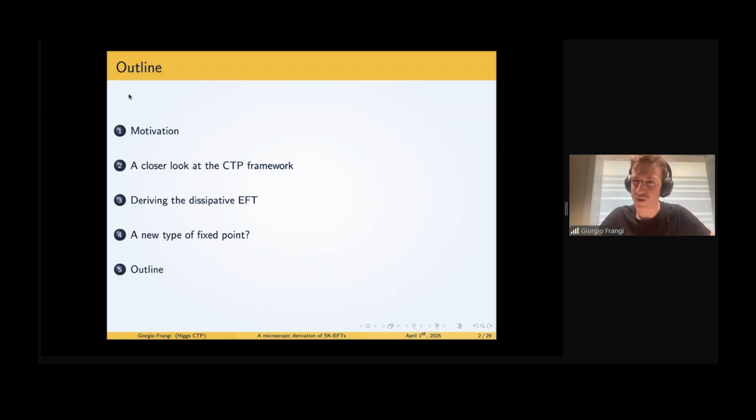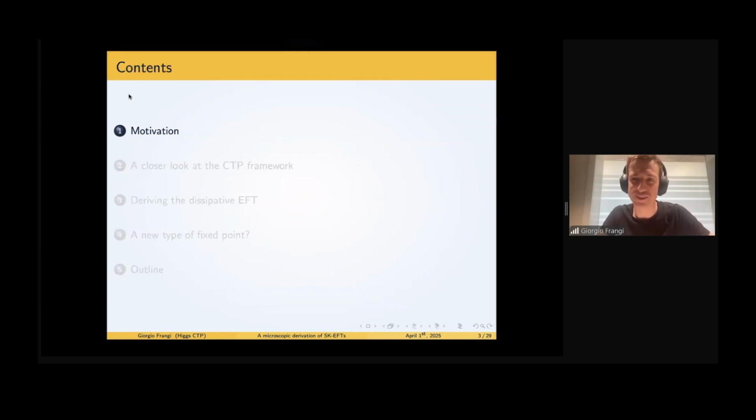If time allows, I'm going to be talking about these flashy structures that we found in these theories. Some look like RG fixed points, but maybe they're not exactly RG fixed points. I'm going to talk about it later, and I'll then conclude and give you a brief outline of what the future holds for this.